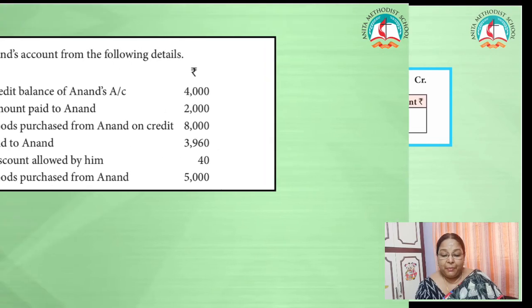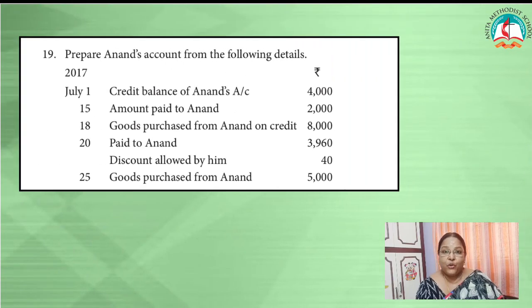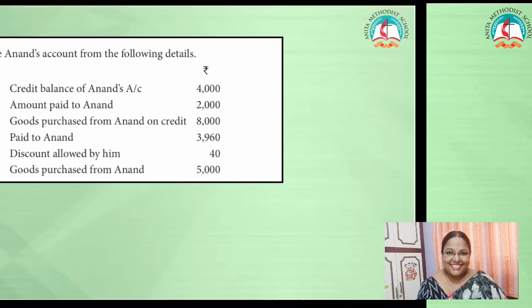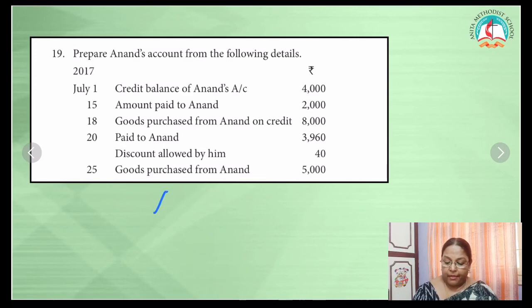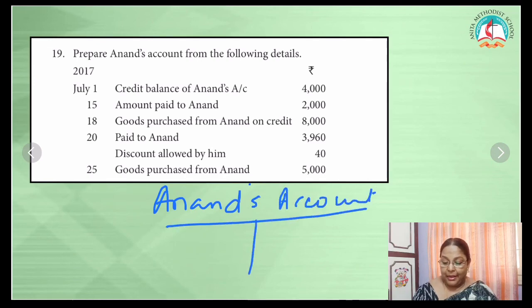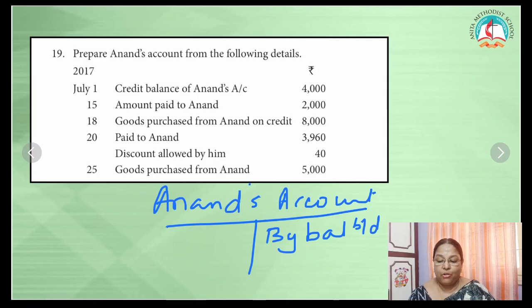Now, prepare Anand's account from the following details. They are asking you to prepare only Anand's account. Let's see how to do it. Can you see the first one says credit balance of Anand's account. So when you're doing your Anand's account, you have to start on the credit side as by balance brought down, and the amount. Okay. The other things are simple.